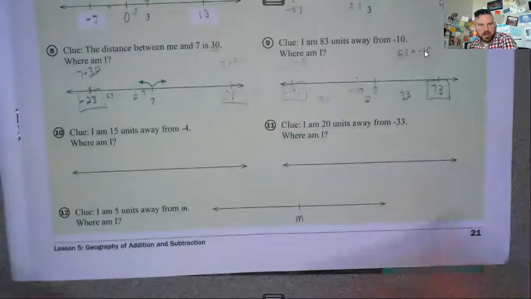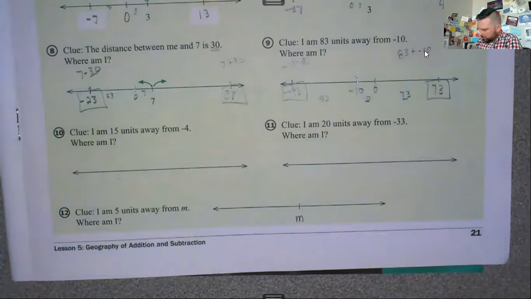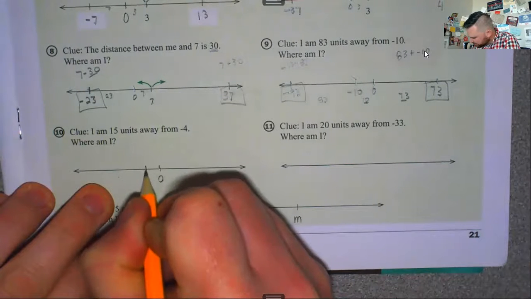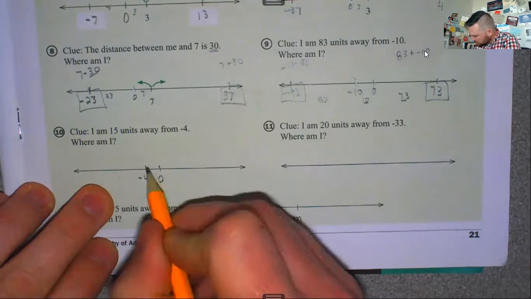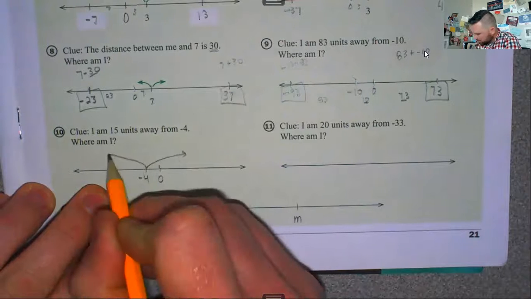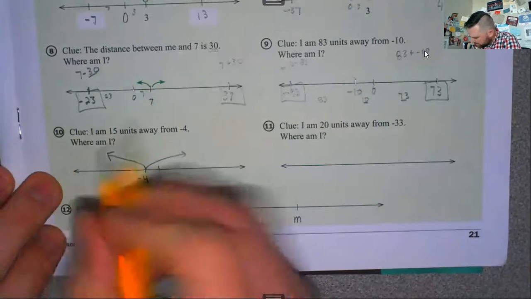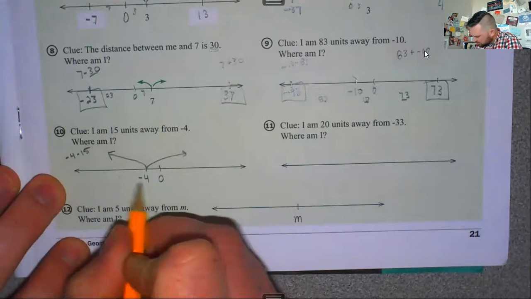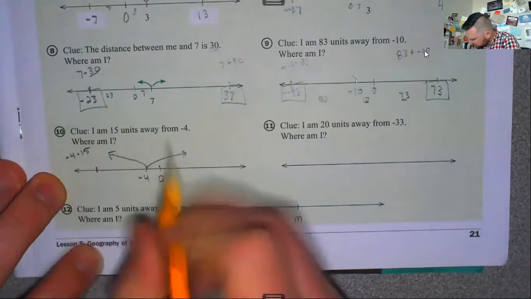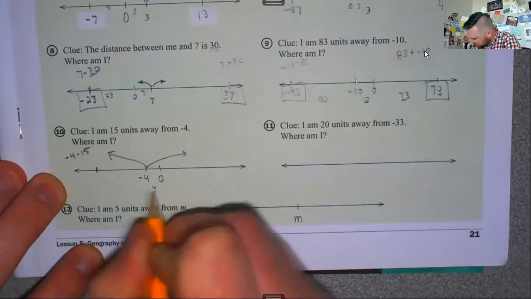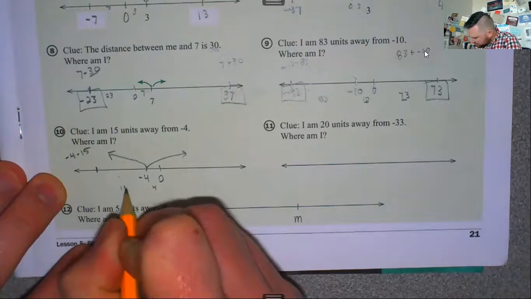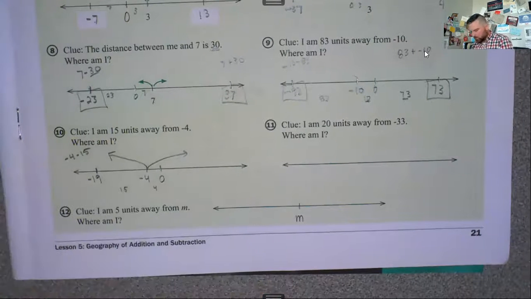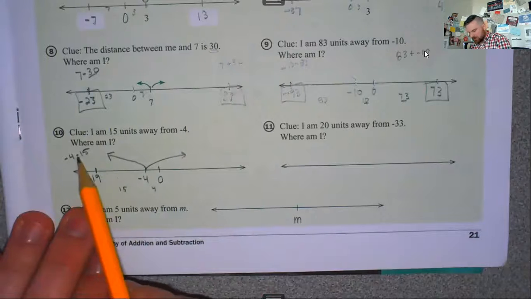Question 10, where am I? I am 15 units away from negative 4. So here's 0. Here's negative 4. And we're 15 units away. So I got to go 15 this way and 15 that way. So over here, we're going to have negative 4 minus 15. So this is 4. This is a distance of 4. And then from here to here, I need to go 15. So 15 plus 4 is a total of 19. So we're at negative 19, which is negative 4 minus 15.